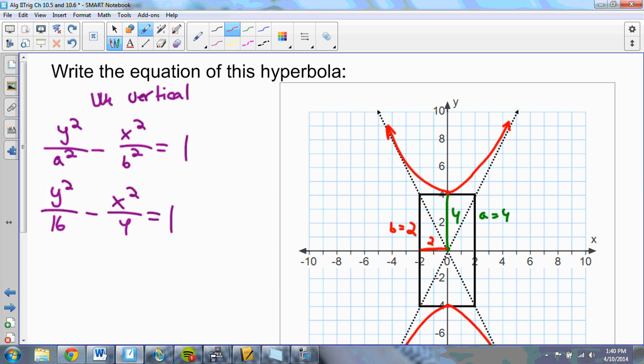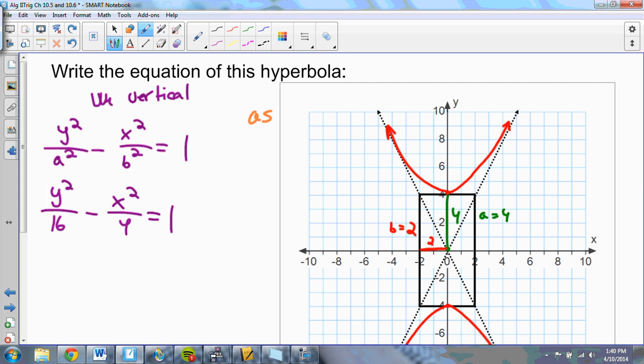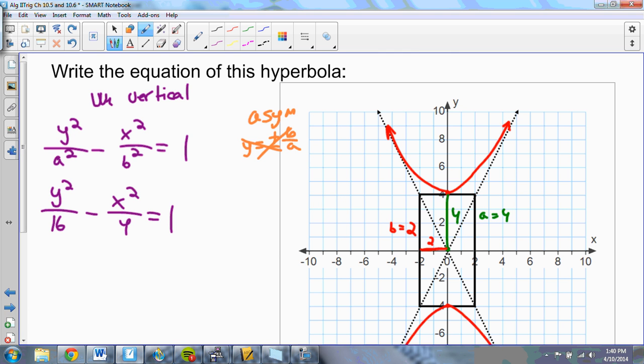Yeah, Chase? The asymptote equation. Good, thank you. 2 and -2. For the asymptotes, it's going to be y equals plus or minus... b over a? Let's check that real quick. It is a over b, this one right here, because we're doing vertical. So it's plus or minus a over b, which is 4 over 2, which is 2. So it's y equals plus or minus 2x. Those are the two asymptotes.